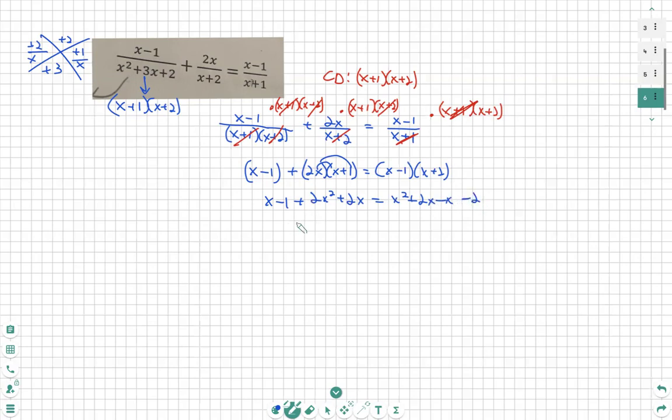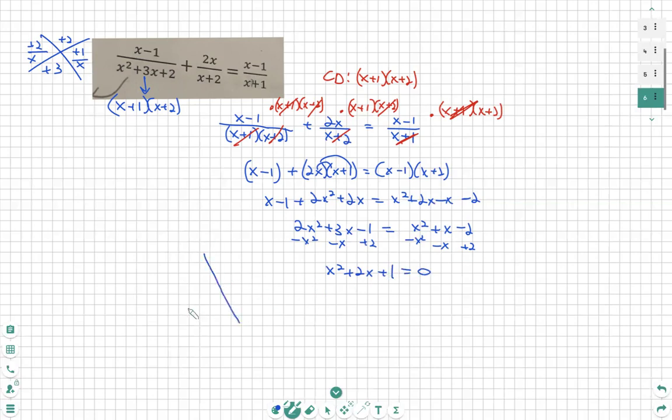We're going to get 2x squared plus 3x minus 1 is equal to x squared plus x minus 2. Minus x squared, minus x, plus 2. x squared plus 2x plus 1 is equal to 0. Now we need to factor this.